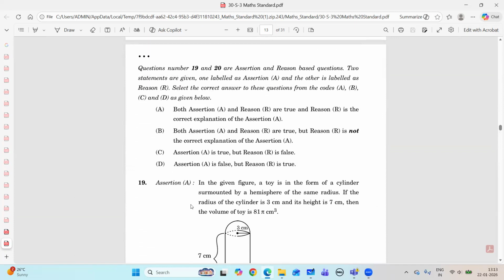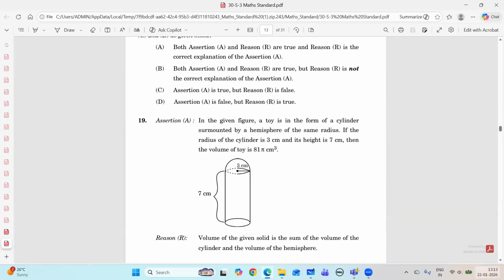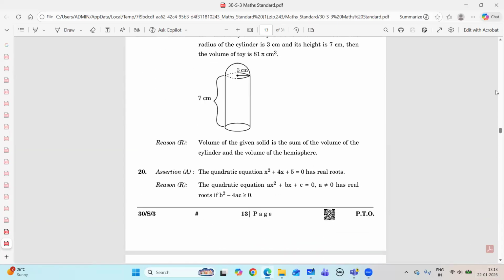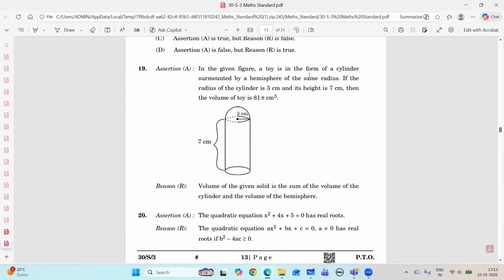Okay, let's look at question number 19. These are assertion and reasoning questions. In the given figure, a toy is in the form of a cylinder surmounted by a hemisphere of the same radius. If the radius of the cylinder is 3 centimeters and the height of the cylinder is 7 centimeters, then the volume of the toy is 81 pi centimeter cube.